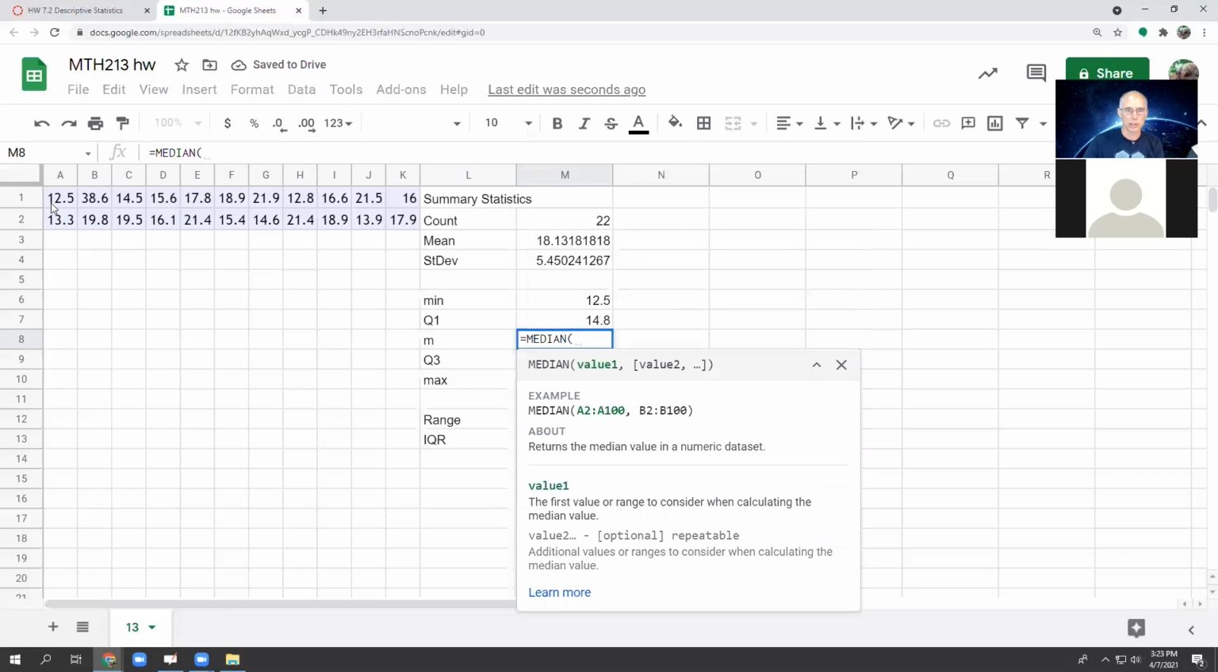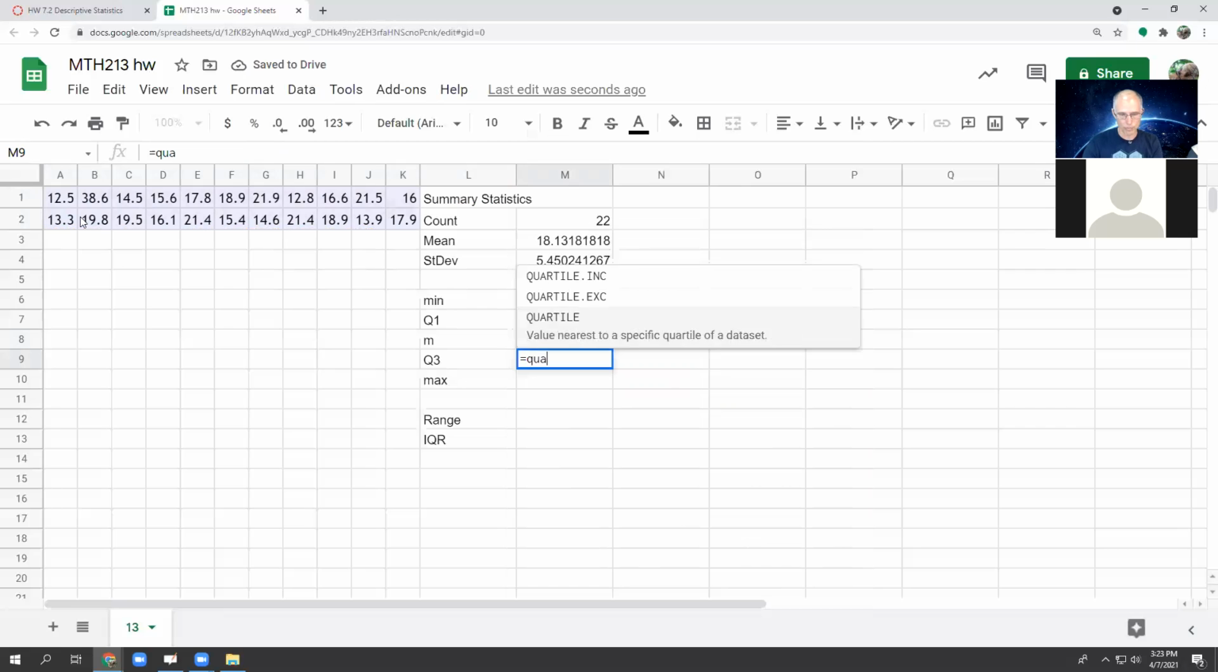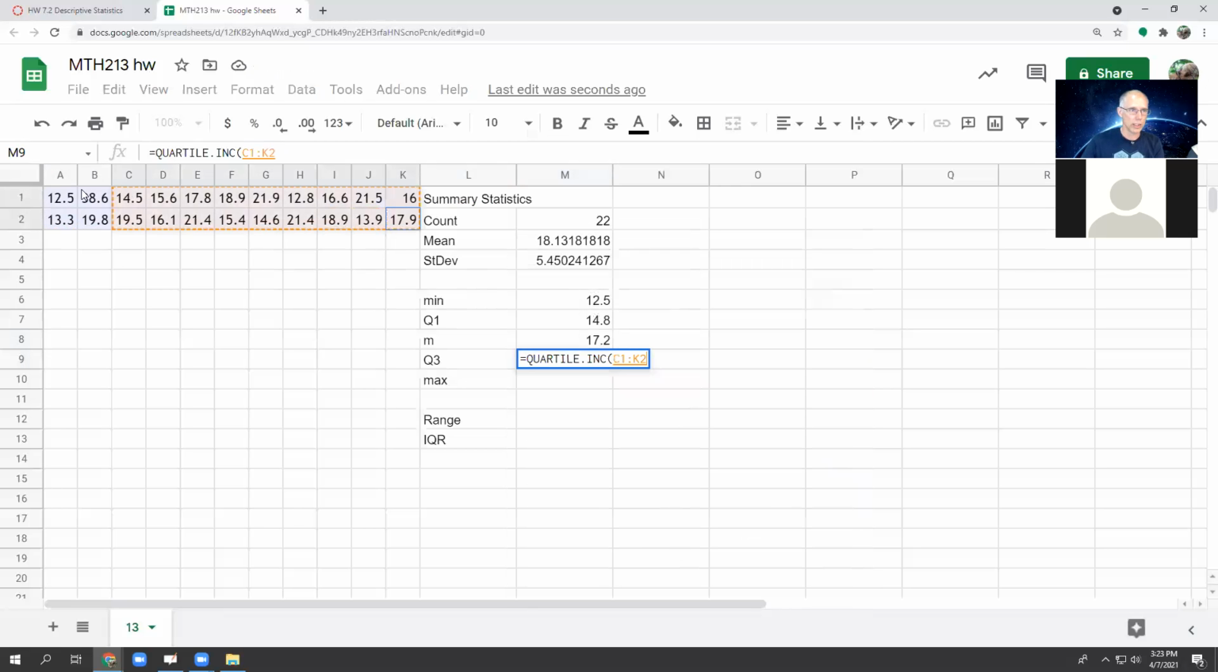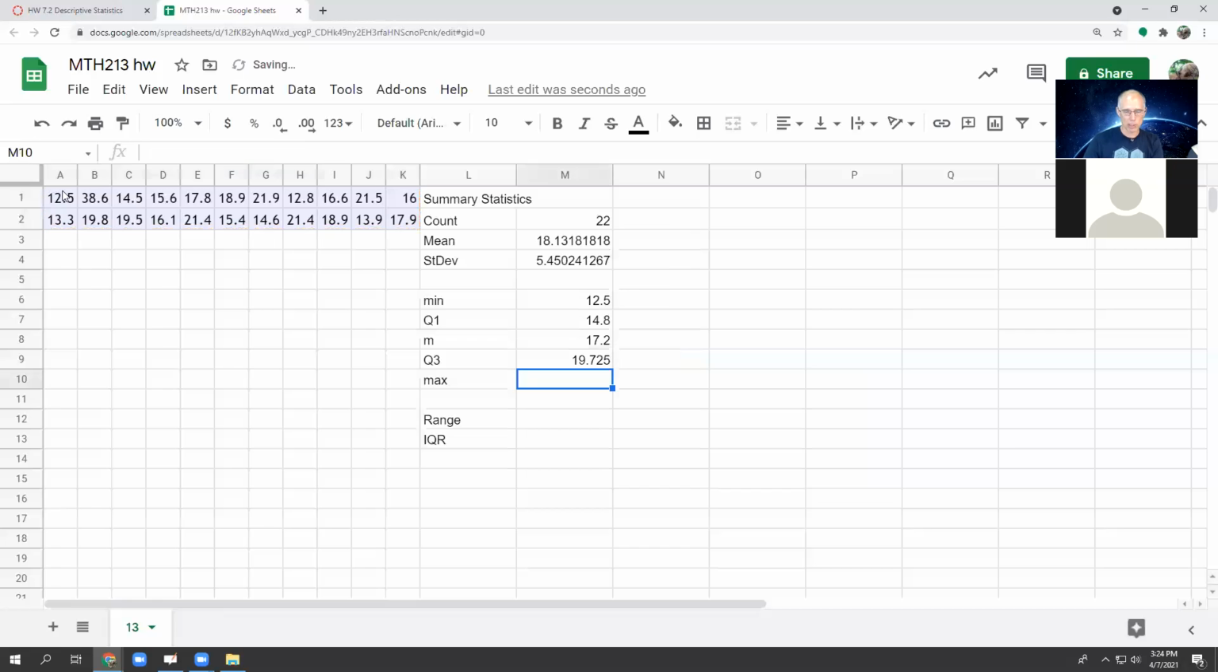Median. And we don't need the median for this problem, but I always like to have the box plot just for visual representation. Quartile 3. So it's always data, comma, which quartile do you want? We'll talk about this in a minute, but a quartile and a quarter are two different things.